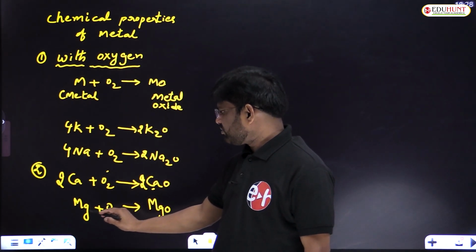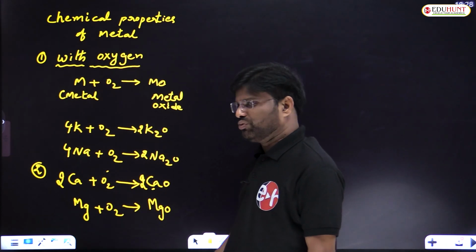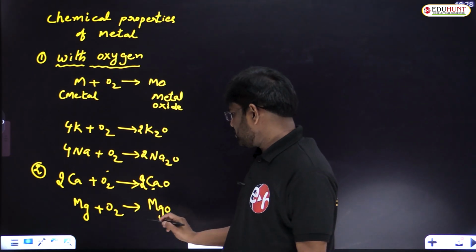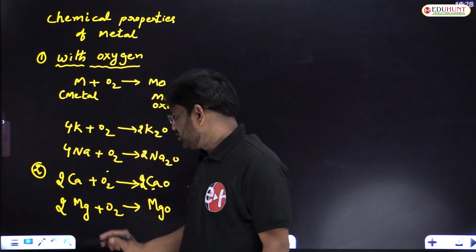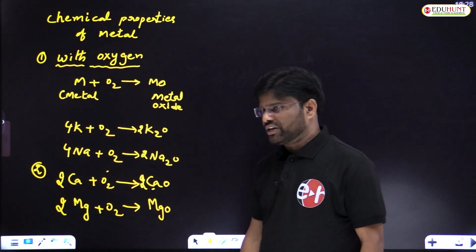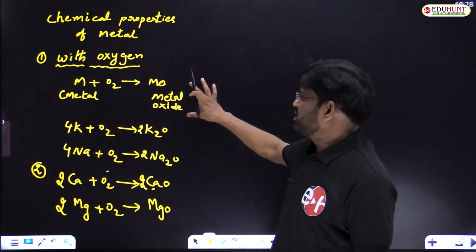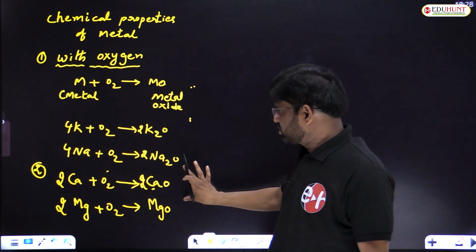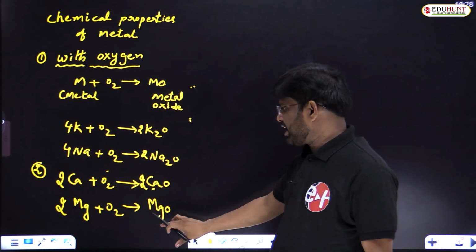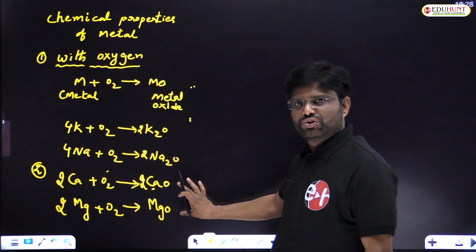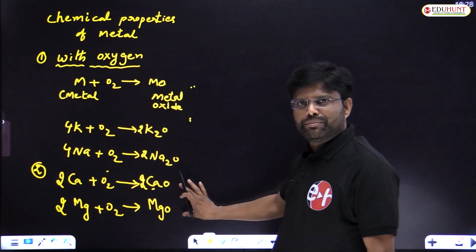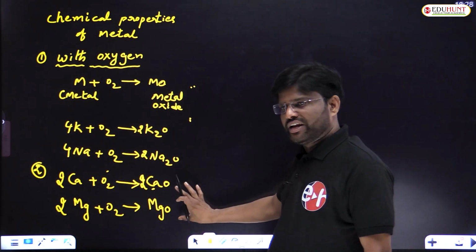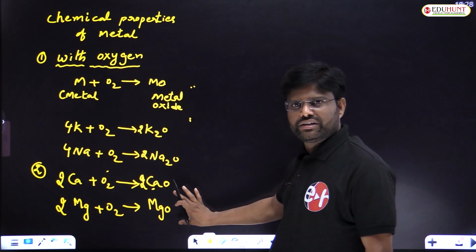Next, Mg plus O2 gives MgO. Here also it is the same: 2Mg plus O2 gives 2MgO. These reactions take place very fast when compared to the previous ones. Calcium and magnesium react with oxygen to form their oxides, but compared with potassium and sodium, they react more slowly with oxygen.